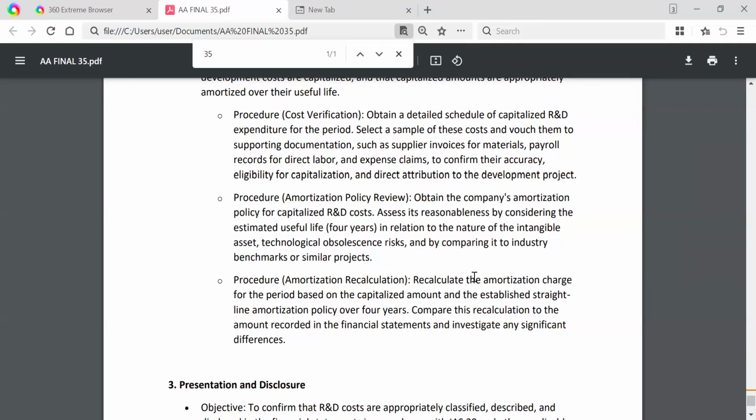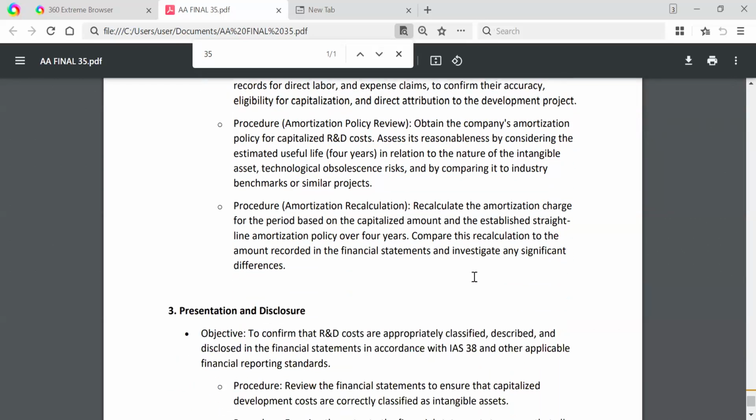Recalculate the amortization charge for the period based on the capitalized amount and the established straight line amortization policy over 4 years. Compare this recalculation to the amount recorded in the financial statements and investigate any significant differences.